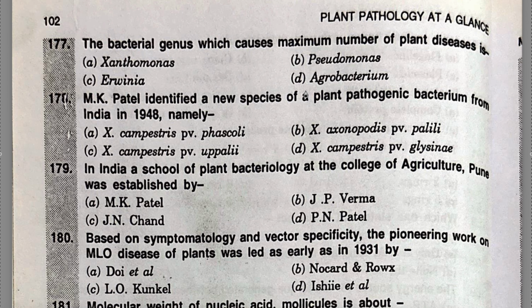Okay, so the answer will be option B, Pseudomonas. Question 178. M.K. Patel identified a new species of a pathogenic bacterium from India in 1948, namely Xanthomonas campestris pathovar phaseoli, Xanthomonas axonopodis pathovar phaseoli, Xanthomonas campestris pathovar uppali, or Xanthomonas campestris pathovar glycines.